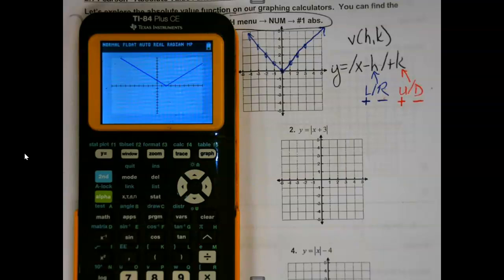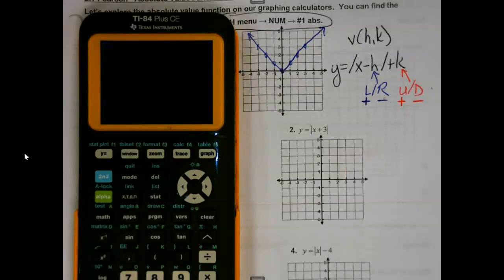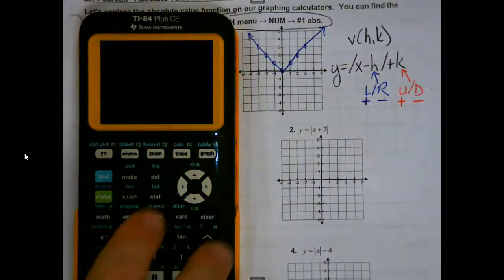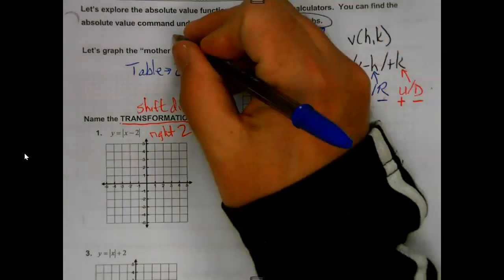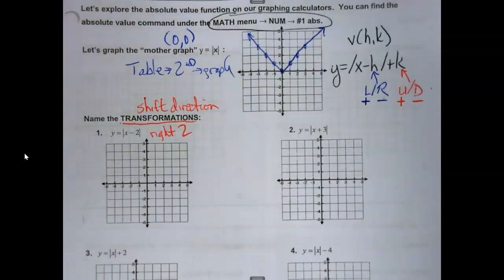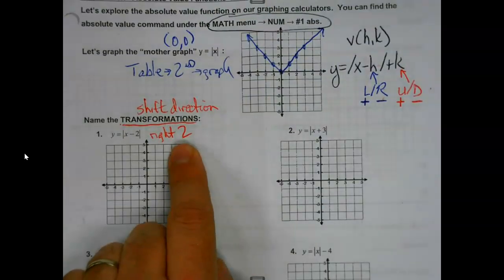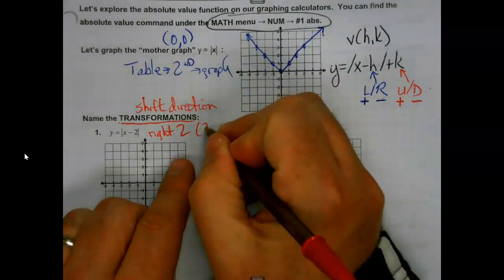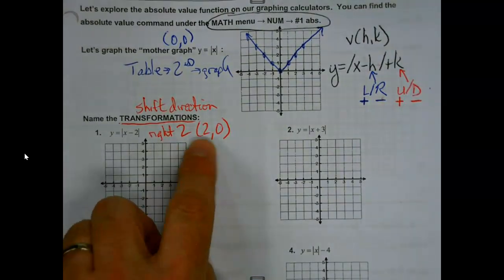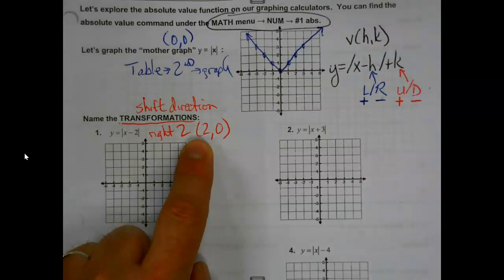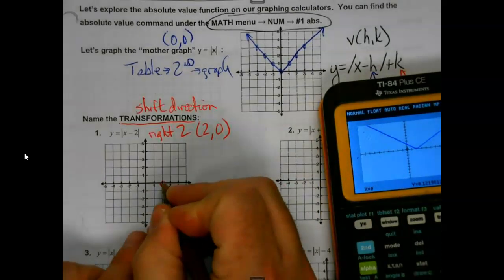Look at where your first graph started. It started at 0, 0. Uh-oh. Where's this one now? It shifted right 2 to 2, 0. So when you're looking at all of these, your mother graph, your parent graph always starts at 0, 0. These shifts are going to move with those. I went right 2. That's my x value. Went right 2 to 2, 0.